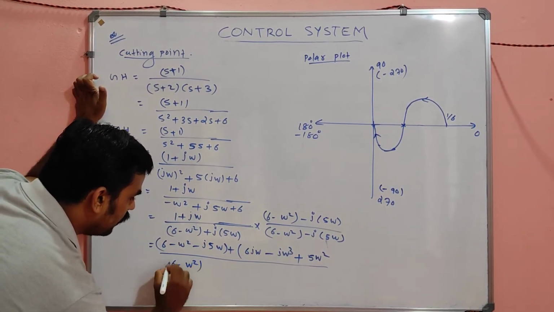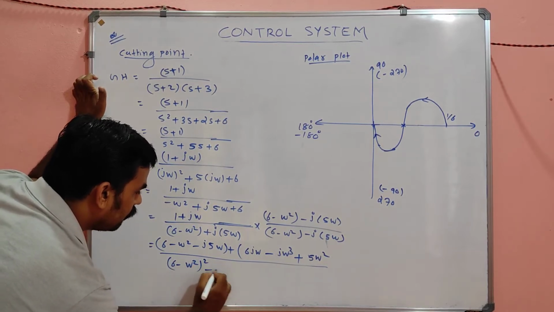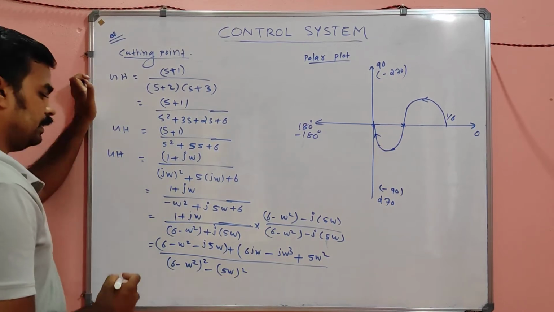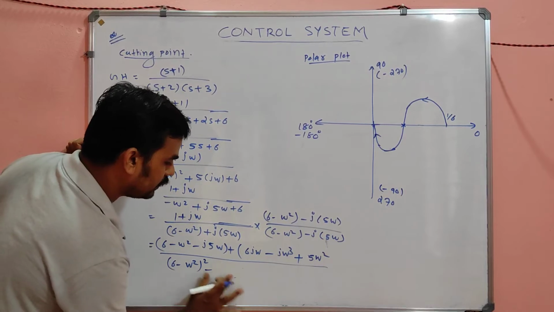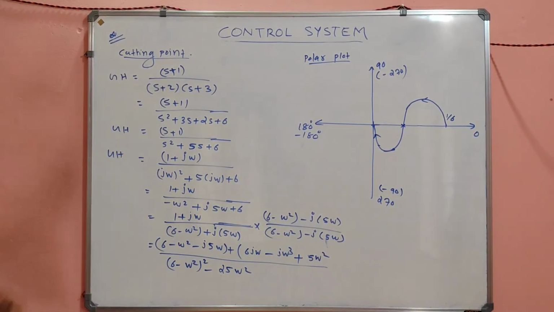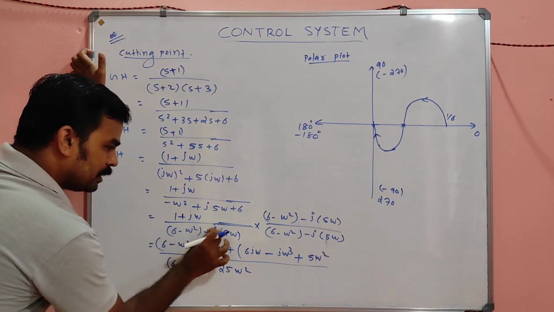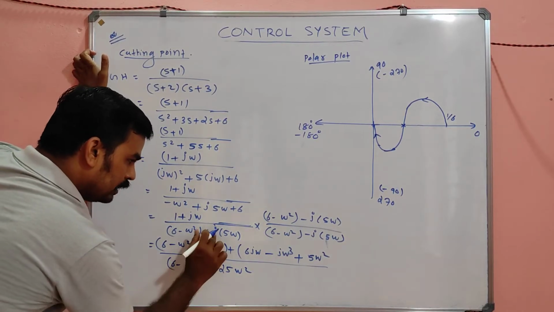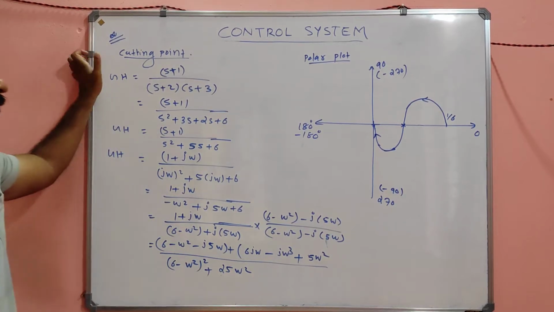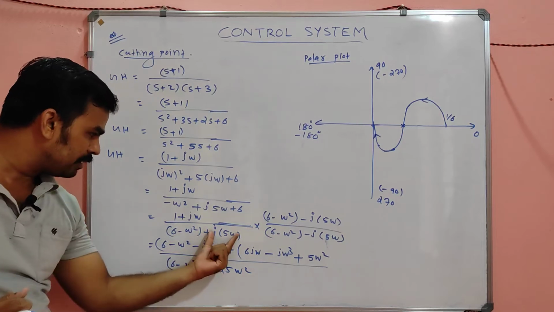6 minus omega square plus omega, a square minus b square, 5 omega square, correct? So you can directly write 25 omega square, because a square minus b square, a plus b into a minus b. Minus b is j, so j square into 5 omega square, j square is minus 1, so minus and minus get plus. So the denominator will finally be a plus b into a minus b, a square minus b square.